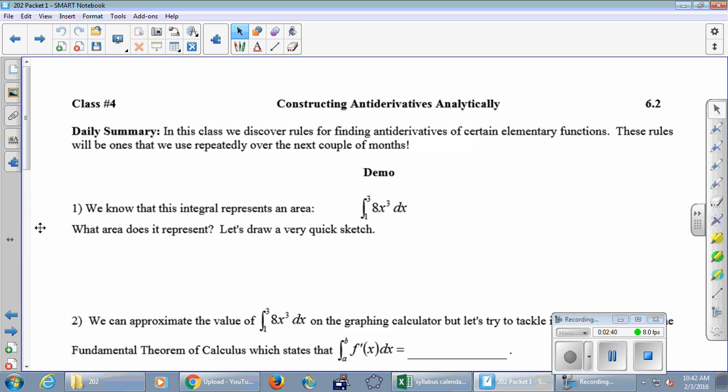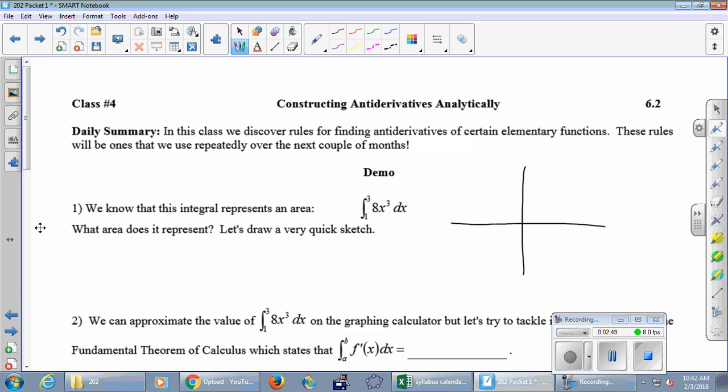Number 1 says we know that this integral represents an area, integral from 1 to 3 of 8x cubed dx. What area does it represent? Let's draw a very quick sketch. So here we go. We're going to graph y equals 8x cubed. It looks an awful lot like y equals x cubed, which is what I'm going to draw. And that integral represents an area from where to where? 1 to 3. So we'll put a 1 there, we'll put a 3 there, and we'll shade in.